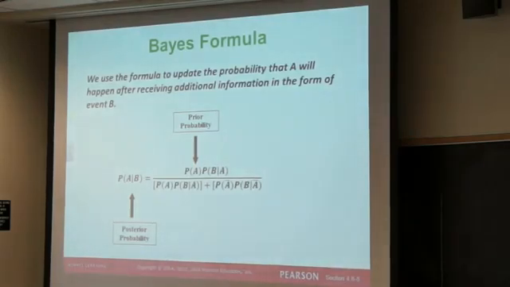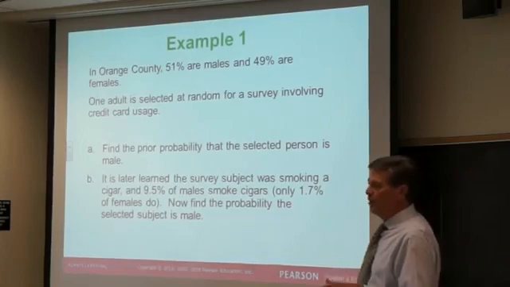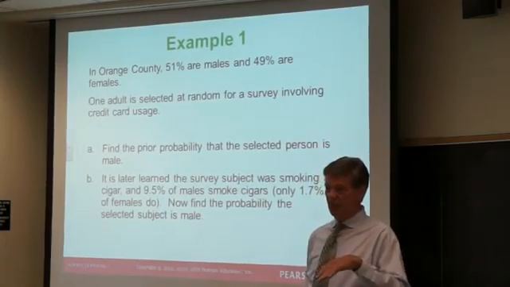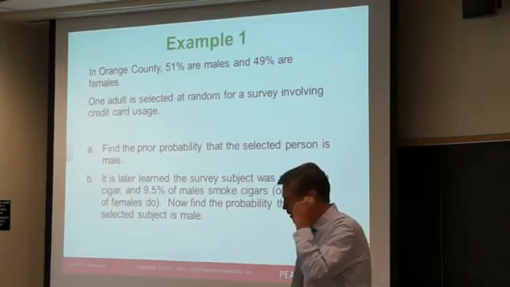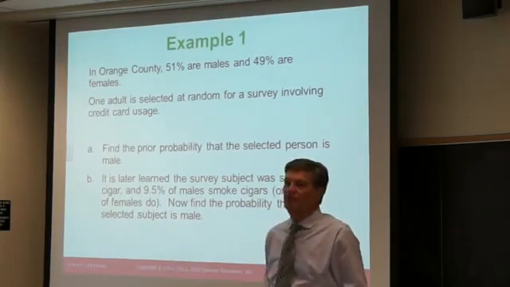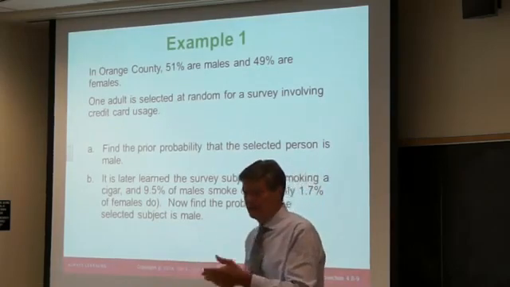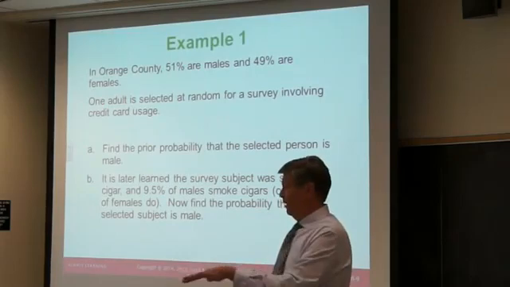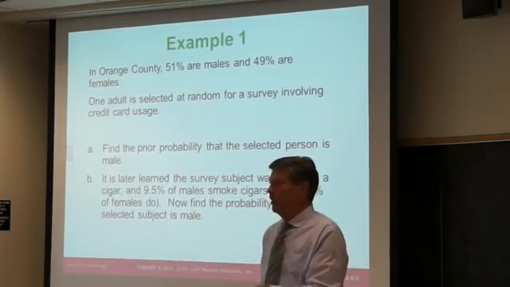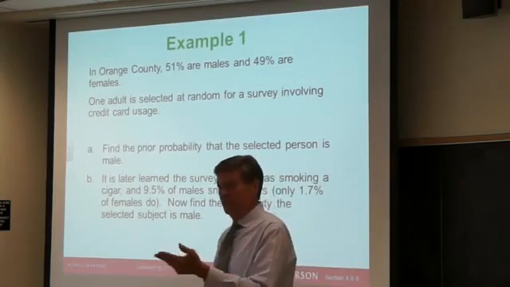Let's take an example. And I'm going to use the example that's in your book, or actually in the CD-ROM, in this PDF file. So here's the situation. We know in this particular county, 51% of the population are males, 49% are female. And a person is selected at random. What would be the probability that person is a male? Van Dynen?